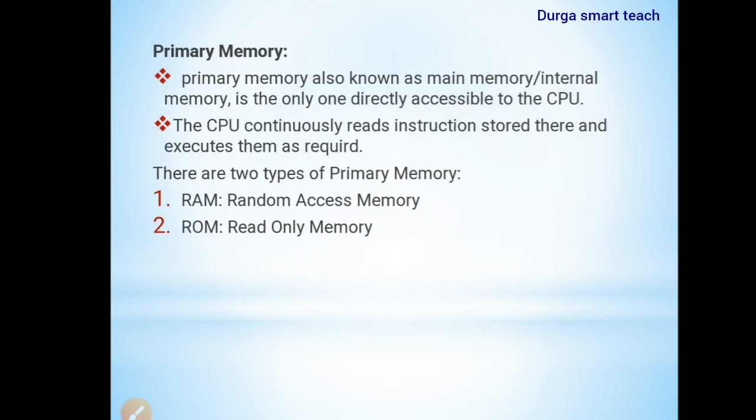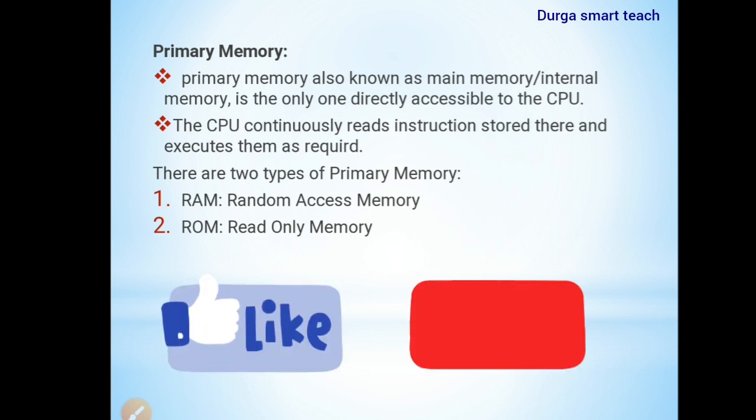The next one is primary memory. This is the main memory, the internal memory. All the instructions and data are stored by default in the primary memory. Primary memory is divided into two types, RAM and ROM. RAM is random access memory, ROM is read only memory. I hope it is clear.